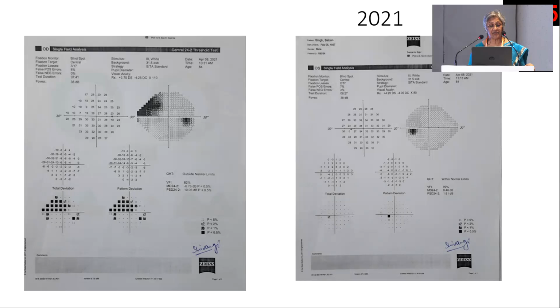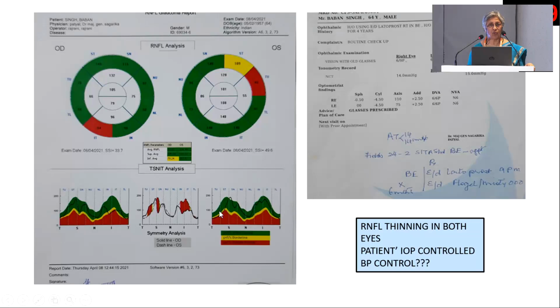But in 2021, we find a slight increase in the field defect in the right eye, left eye absolutely normal. But lo and behold, what does the OCT tell us? That the right and the left eye RNFLs have also been affected. The pressures were normal, the patient was on latanoprost. Then why is it that the patient has a structural defect also appearing in the left eye?